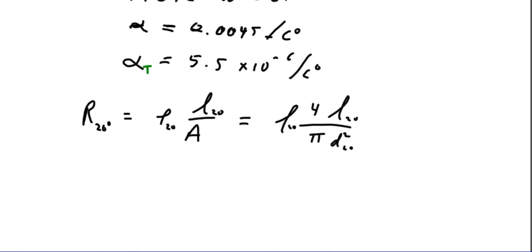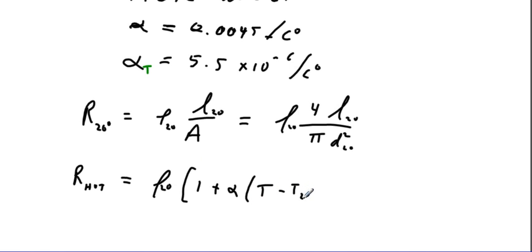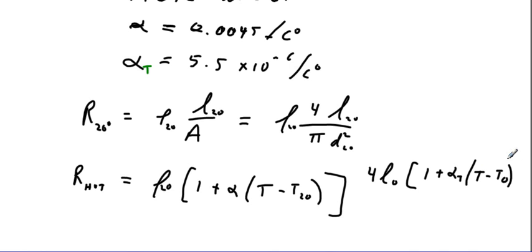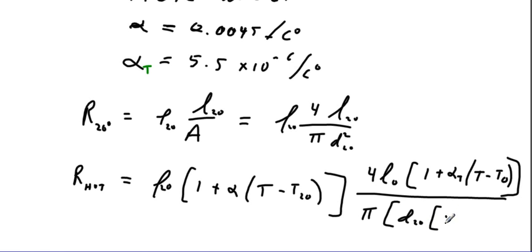All right. And now if I look at the resistance when I'm hot, that's going to be rho naught, rho at 20 degrees, times 1 plus alpha delta T, times 4, the length naught, times 1 plus thermal expansion delta T, divided by pi d at 20 degrees, 1 plus alpha T minus T at 20 degrees. That would be, and this guy has to be squared.